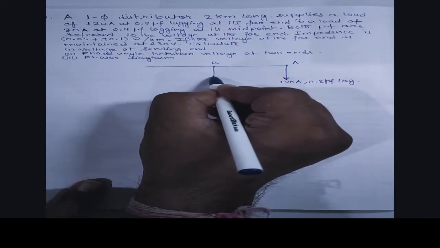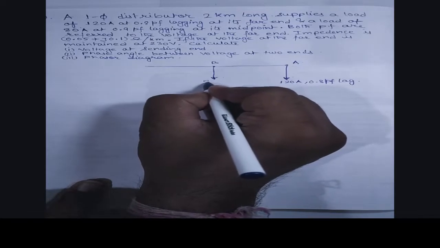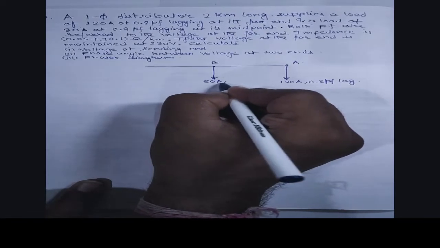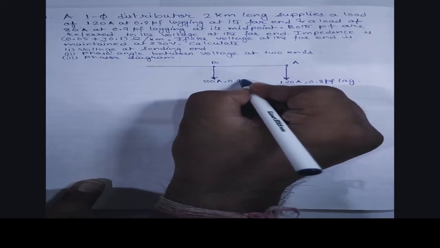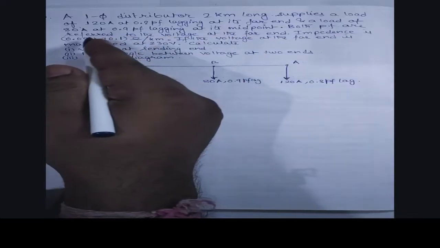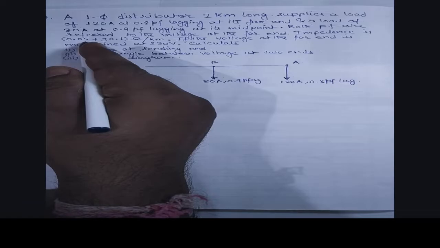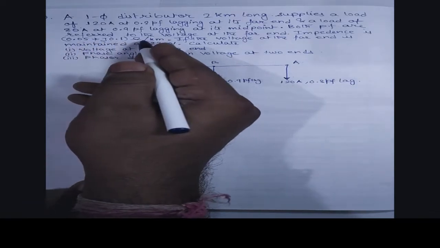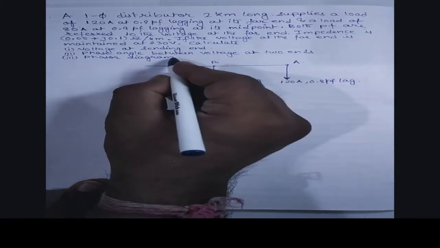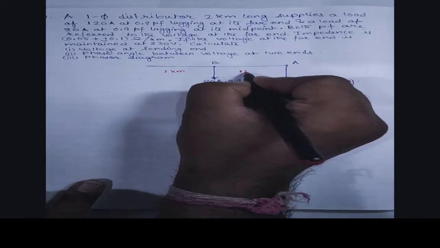Here it is supplying a load of 80 ampere, 0.9 pf lagging. Both pfs are referred to the voltage at the far end. Impedance is 0.05 plus j 0.1 ohm per kilometer. It is a 2 kilometer long line, so this is 1 kilometer and this is 1 kilometer.